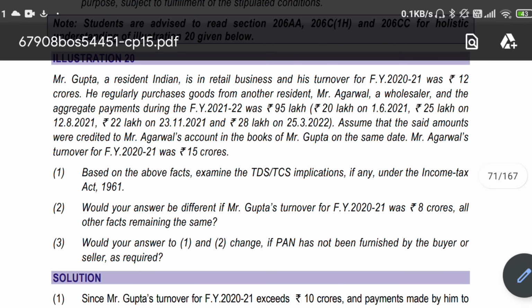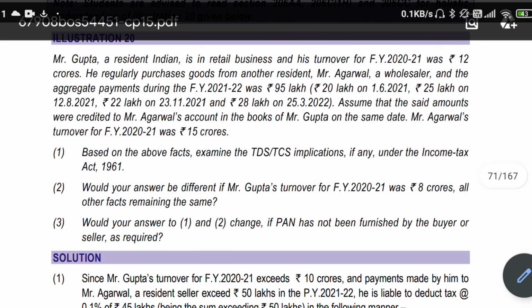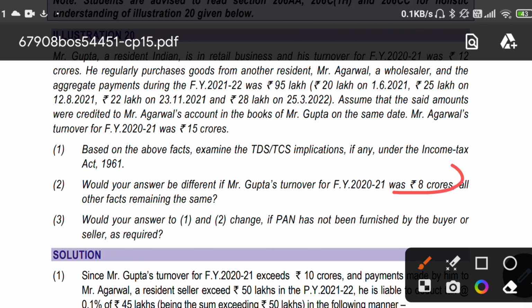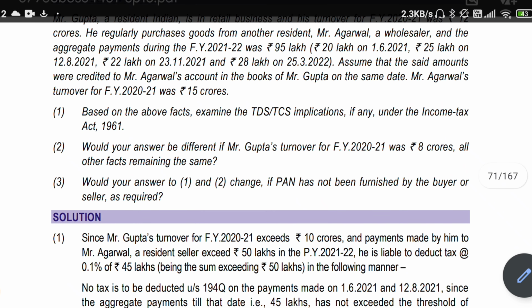Next is, would your answer be different if Mr. Gupta's turnover was 8 crore? So if the turnover of Mr. Gupta is 8 crore, then 194Q of course will not be applicable, because 194Q will be applicable only on any person whose last year turnover is more than 10 crore. So Mr. Gupta's turnover is not more than 10 crore, so 194Q will not be applicable.